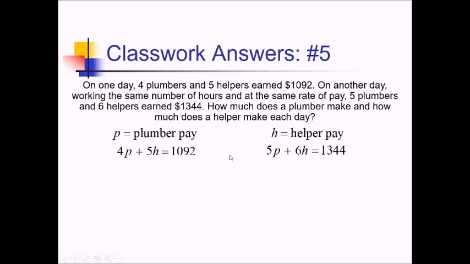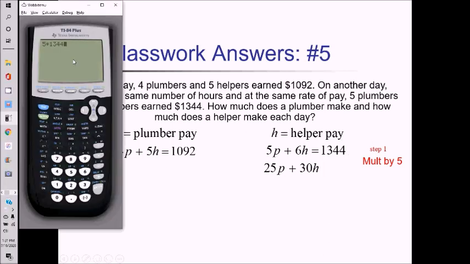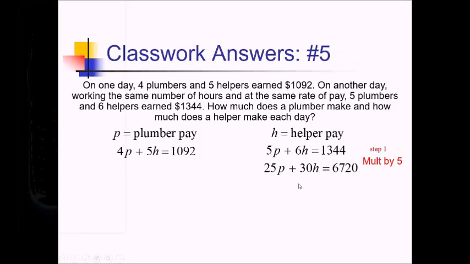If I want to get rid of H, the smallest number that 5 and 6 both go into is 30. So I'm going to multiply each equation by something to give me a 30H and a negative 30H so that those H's will cancel out when I add the equations together. I'll start by multiplying this equation by 5. That gives me 25P plus 30H equals 5 times 1344, which is 6,720.